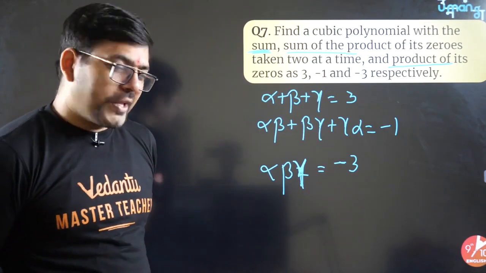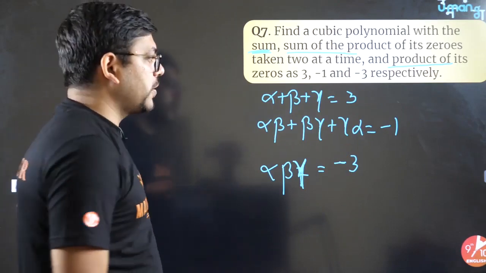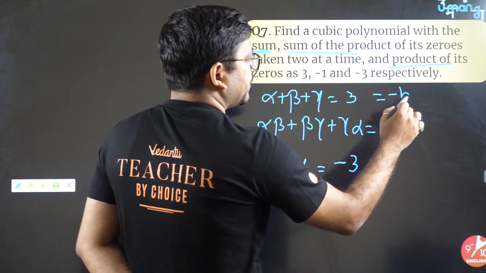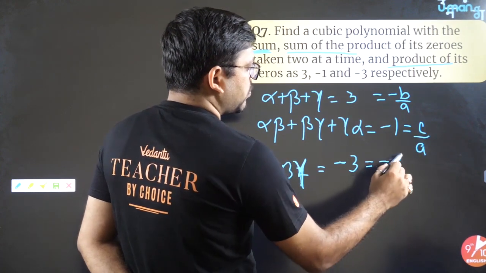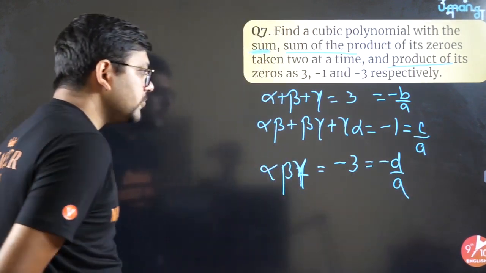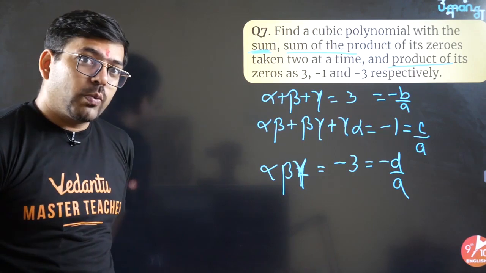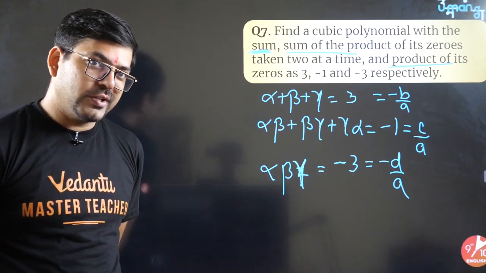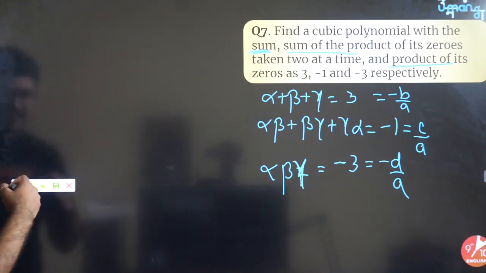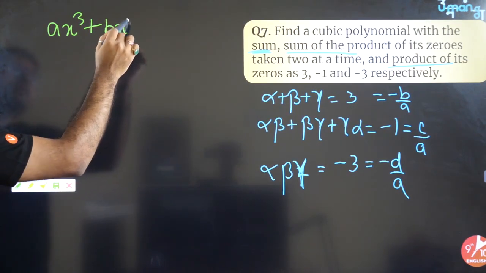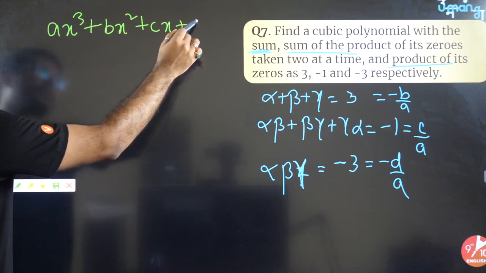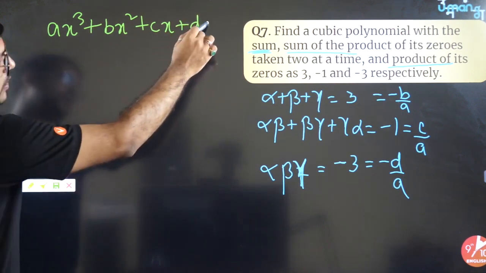I hope you again know that alpha plus beta plus gamma is equals to what? Minus b by a. Similarly, this is equals to c by a, and similarly this is equals to minus d by a. Okay, fine. Do you know the general form of the cubic equation? I hope you know that. What is it? That is pretty simple: ax cube plus bx square plus cx plus d, again equals to 0.